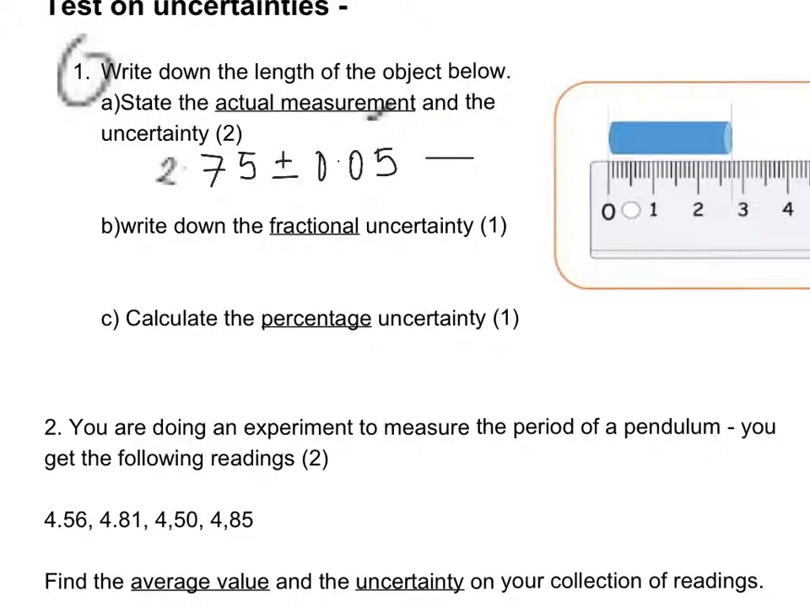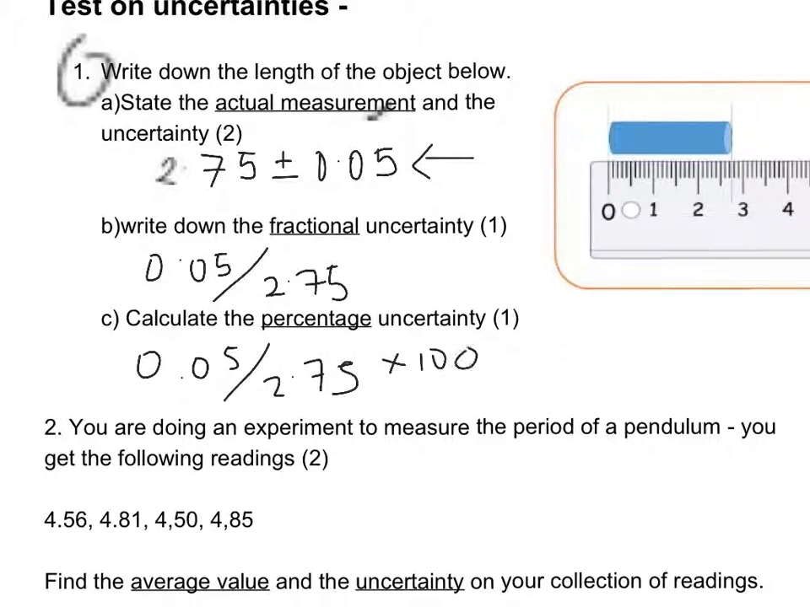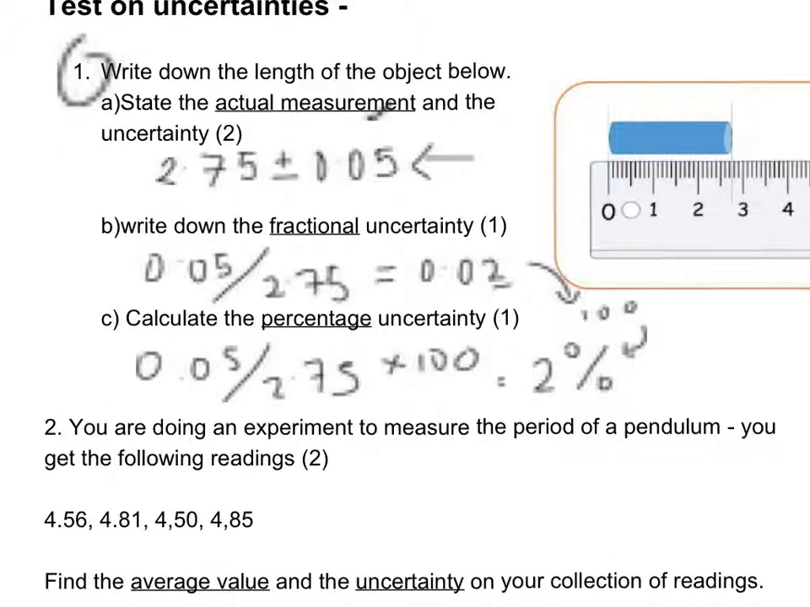If that's our absolute uncertainty, then our fractional uncertainty would be 0.05 over 2.75, and our percentage uncertainty would be 0.05 divided by 2.75 times 100. That would give us an answer of 0.02, rounded to one significant figure, as a fractional uncertainty, and as a percentage it would be 2%, which is what you get when you multiply 0.02 times 100.